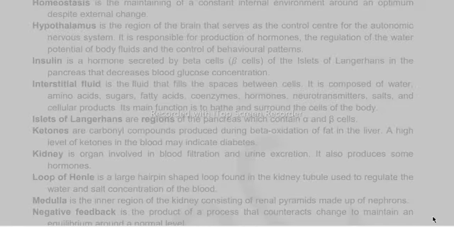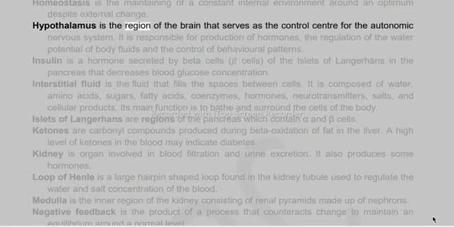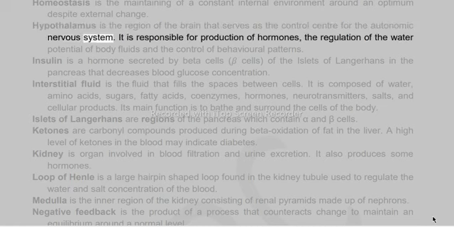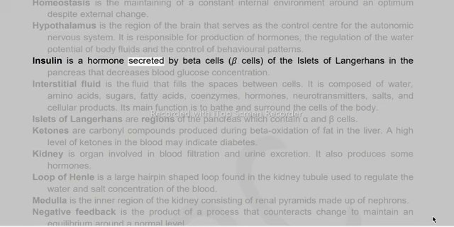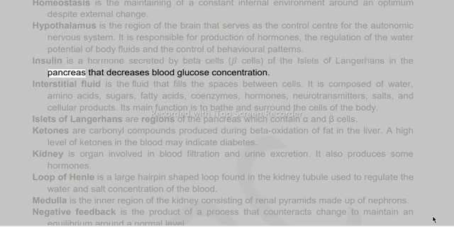Homeostasis is the maintaining of a constant internal environment around an optimum despite external change. Hypothalamus is the region of the brain that serves as the control center for the autonomic nervous system. It is responsible for production of hormones, the regulation of the water potential of body fluids, and the control of behavioral patterns. Insulin is a hormone secreted by beta cells of the islets of Langerhans in the pancreas that decreases blood glucose concentration.